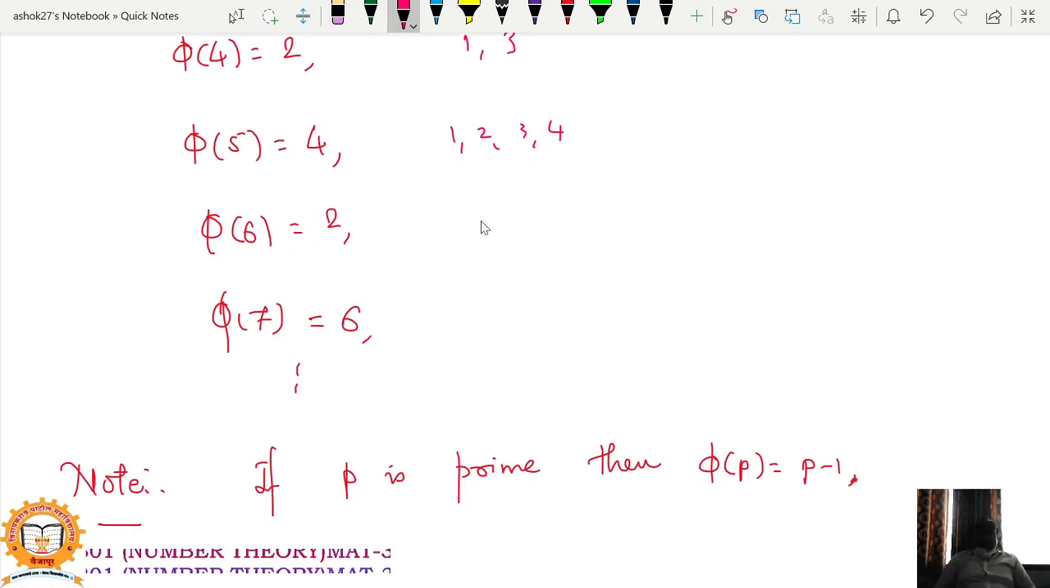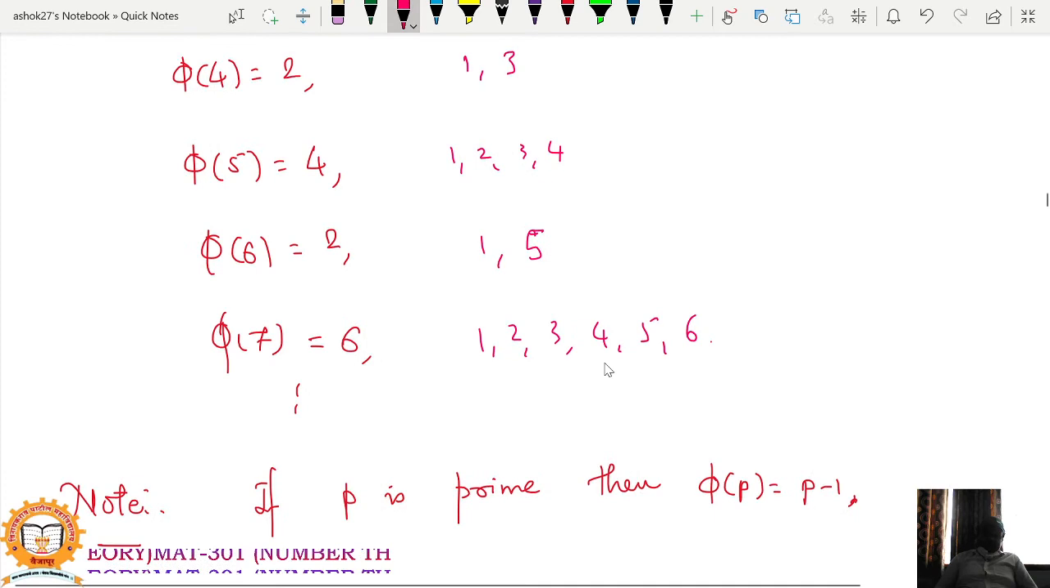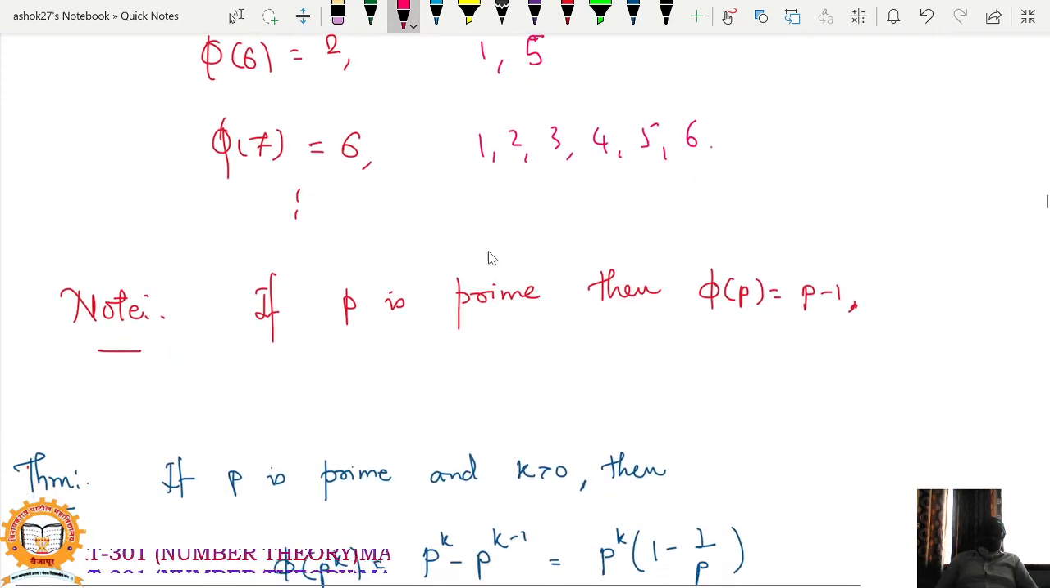Phi of 6: there are only 1 and 5, only two integers which are relatively prime to 6. So therefore phi of 6 is equal to 2, and you can check for 7. For 7 these are 1, 2, 3, 4, 5 and 6. In total there are 6 integers which are relatively prime to 7 and less than 7. So as usual you can write one note: if p is a prime number then phi of p will be p minus 1.